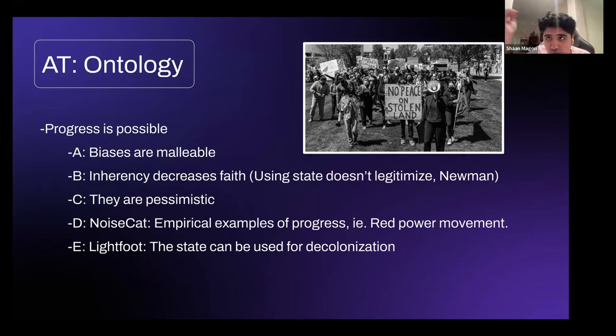But rather we should look for real world solutions through the state. And I'll explain why that's more important later. Lastly are these two cards that are commonly read. The first is Noise Cat, and this just says that there's empirical examples of progress.